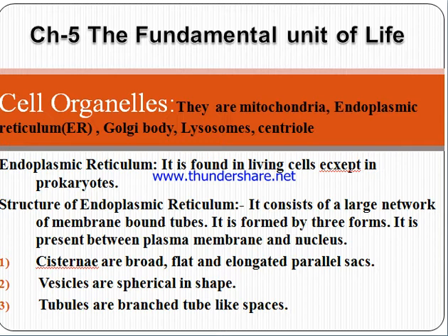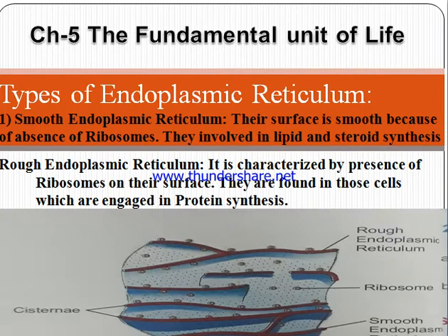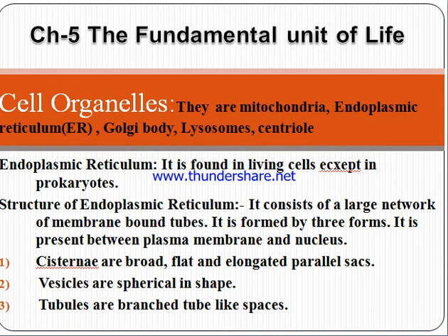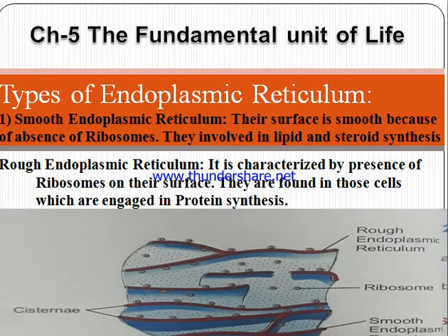Cisternae are broad, flat and elongated parallel sacs. Vesicles are spherical in shape, and tubules are branch-like structures, branch-like spaces present in between them. Endoplasmic reticulum is of two types. First is known as smooth endoplasmic reticulum.